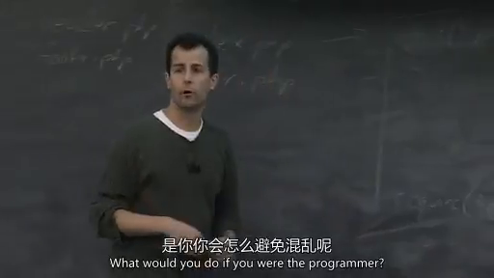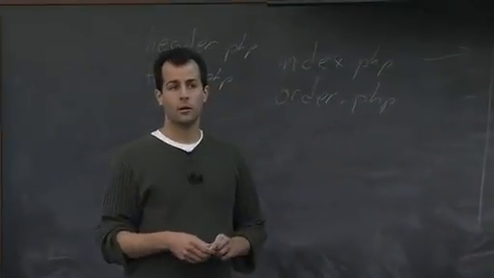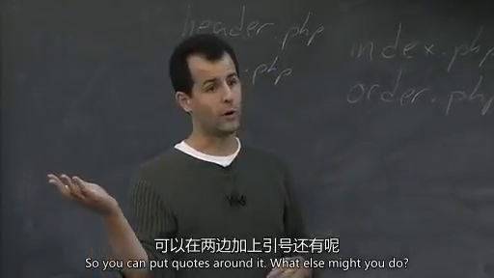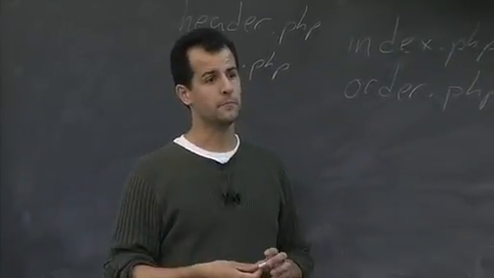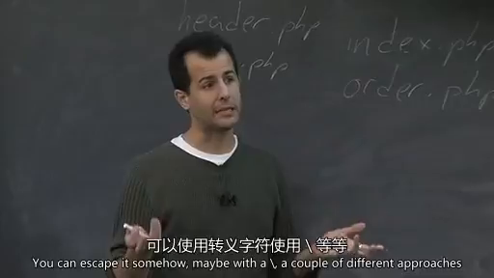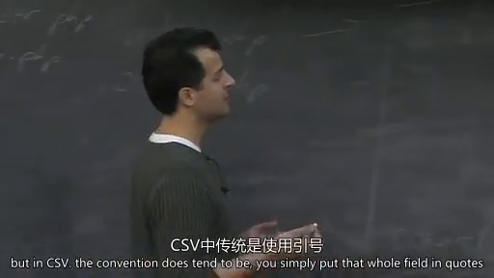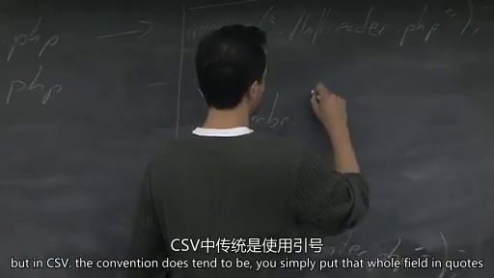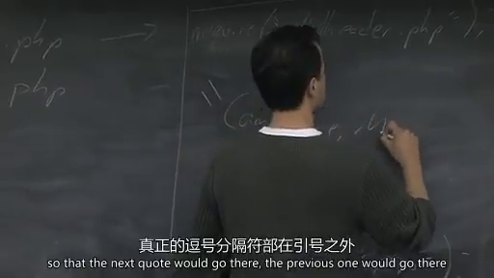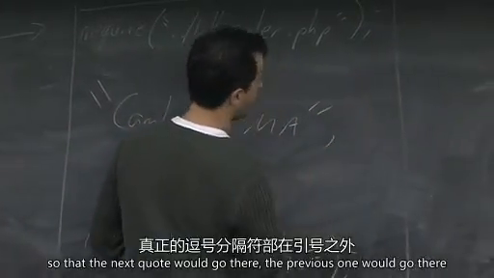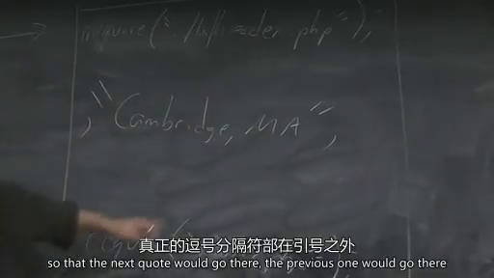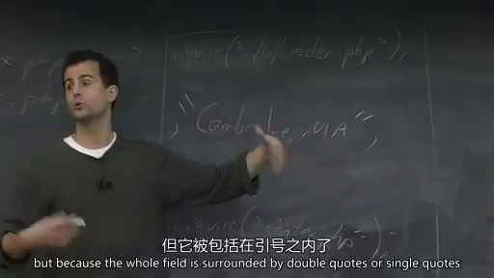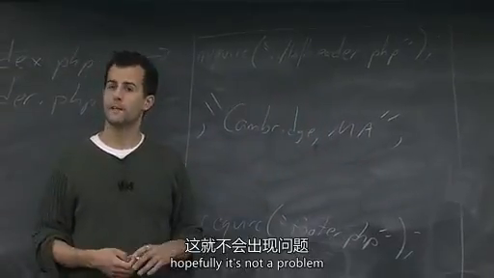What would you do if you were the programmer? Oh, sorry? I heard a couple of thoughts. So you can put quotes around it. What else might you do? You can escape it somehow, maybe with a \. A couple of different approaches, but in CSV, the convention does tend to be you simply put that whole field in quotes. Yes, there is this worrisome thing, but because the whole field is surrounded by double quotes or single quotes, hopefully it is not a problem.